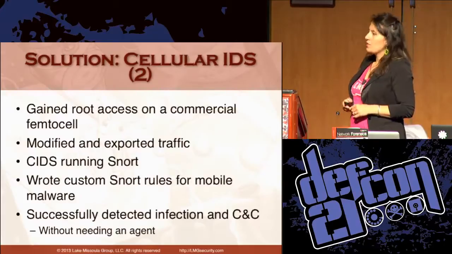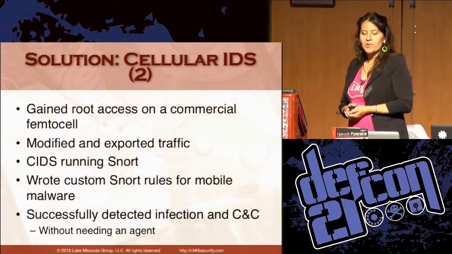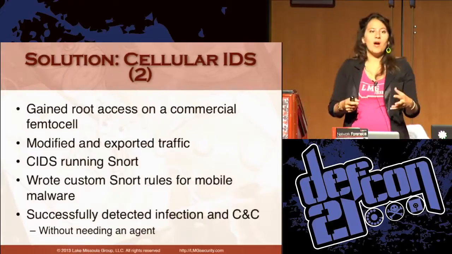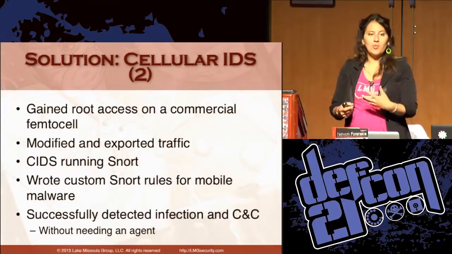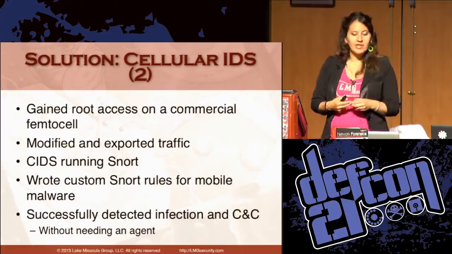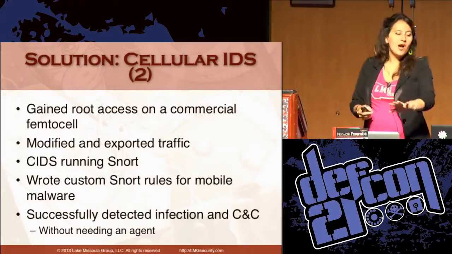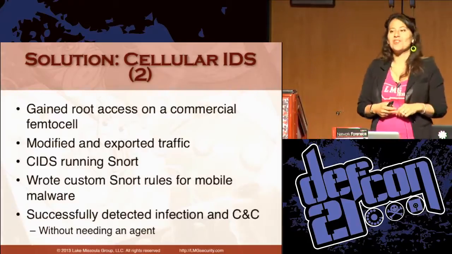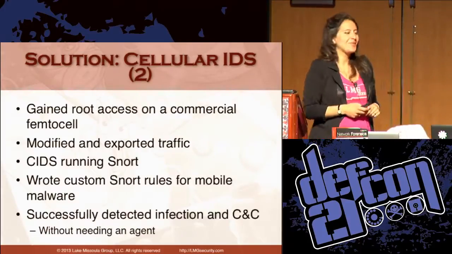So we gained root on the commercial femtocell, the Verizon femtocell, and then we modified the Linux open source software on it so that it started exporting traffic, and David will go into this in more detail in a few minutes. Then we sent it off to a separate system, which embarrassingly only cost us $44 on eBay. It was an old Dell Optiplex.